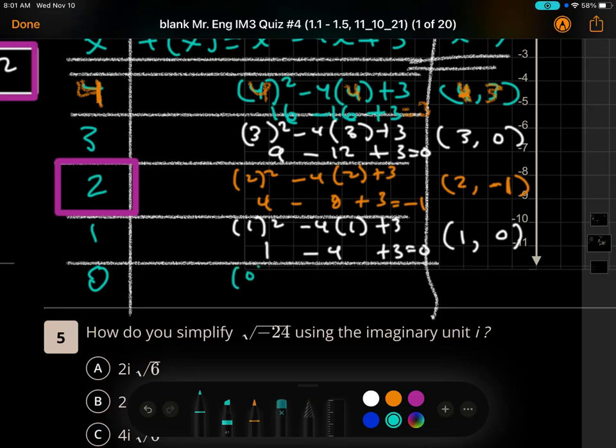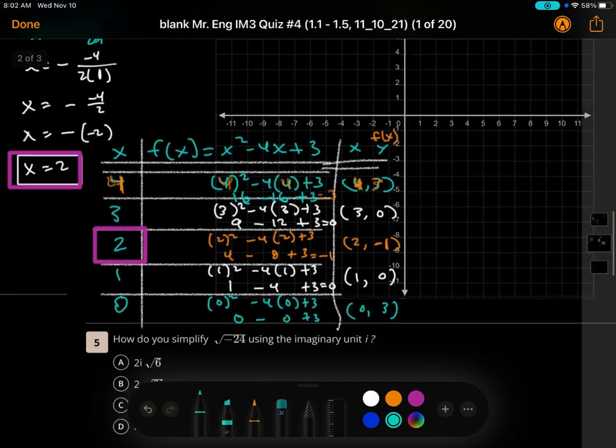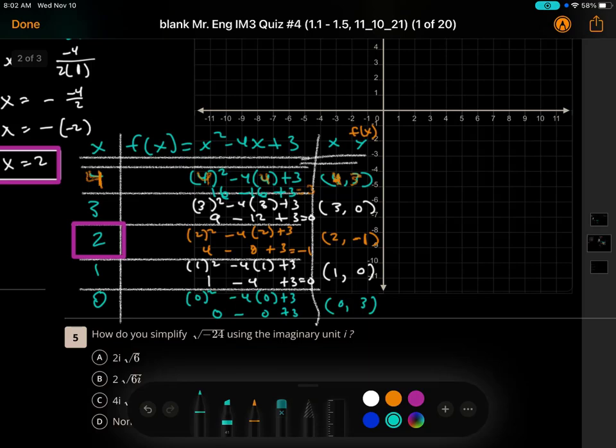And the last one, you have 0 squared minus 4 times 0 plus 3. 0 minus 0 plus 3. My answer is 3. If you notice what I did here in my ordered pairs, I did something. Do you see my color coding? So 4, 3, so right 4 up 3. Let's do the other blue, 0, 3. Let's do the white.